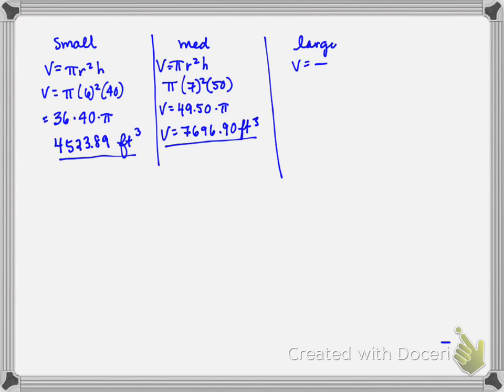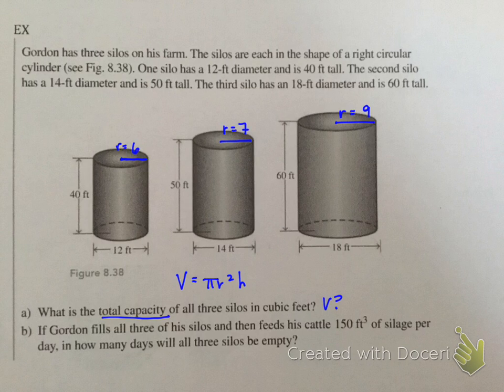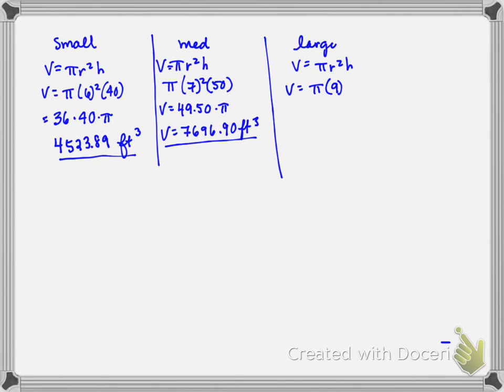Let's look at the large one. Same formula, pi r squared times h. The radius for this one is 9, so 9 squared times the height, which is 60. So volume equals 81 times 60 times pi. Once again, put it in your calculator. When I do that, I get the volume equals 15,268.14 feet cubed. So this is part A.